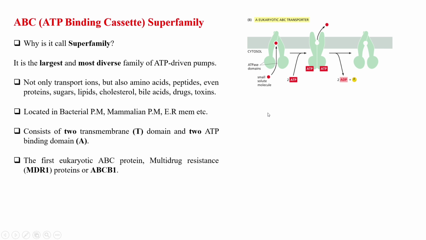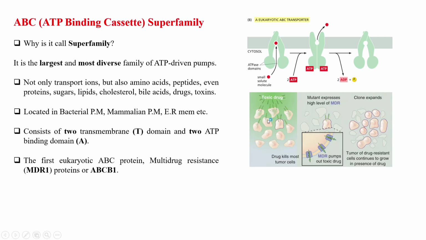The first eukaryotic ABC protein was discovered during studies on tumor cells, because these tumor cells that express this ABC transporter show multi-drug resistance to chemotherapeutic drugs. So that is why it is called MDR1. Later it was called ABCB1.